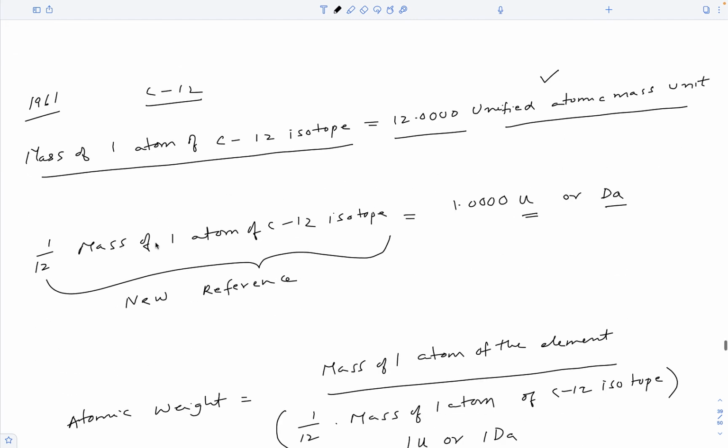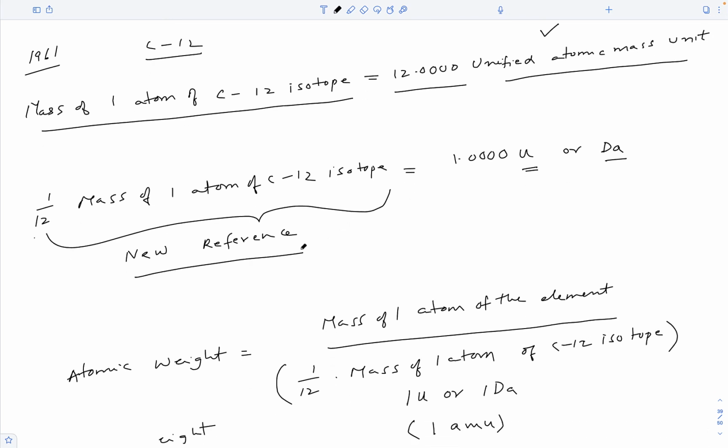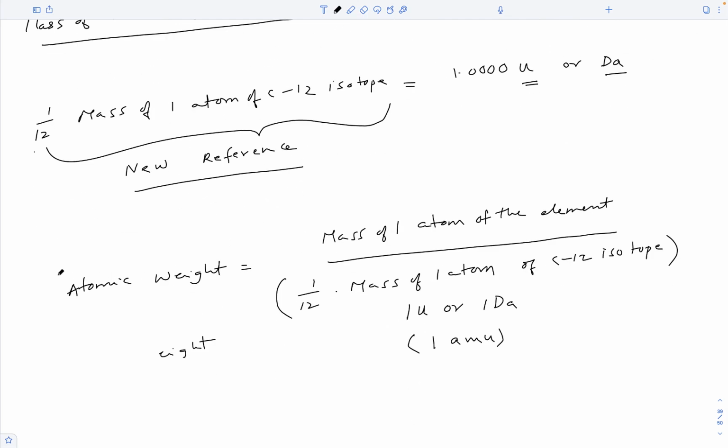And obviously, 1 u is equal to 1/12 of the mass of one atom of C12 isotope, and this is the new reference for atomic weights. And this is the reference that we use even to the present day. As usual, the definition of atomic weight on this new scale is mass of one atom of the element over 1/12 of the mass of one atom of C12 isotope.